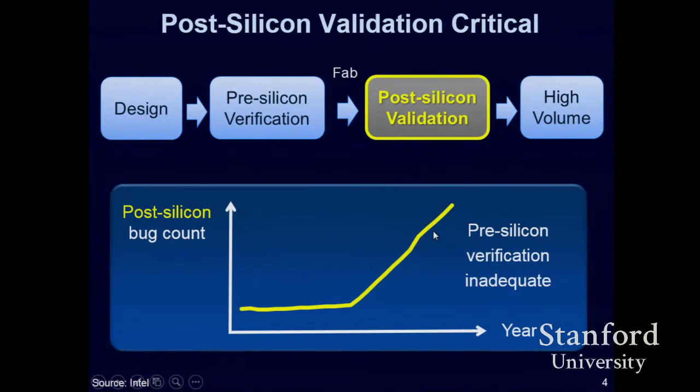Sorry. Okay, good. So the chips are built by the foundry, and the chips come back from the foundry. You do a little post-silicon validation and bring up, and then you have high volume of chips that go out to the customers.